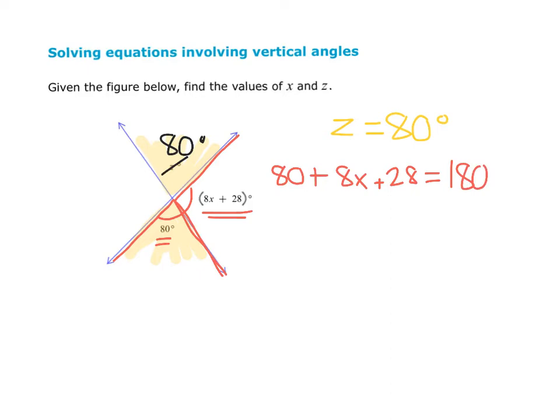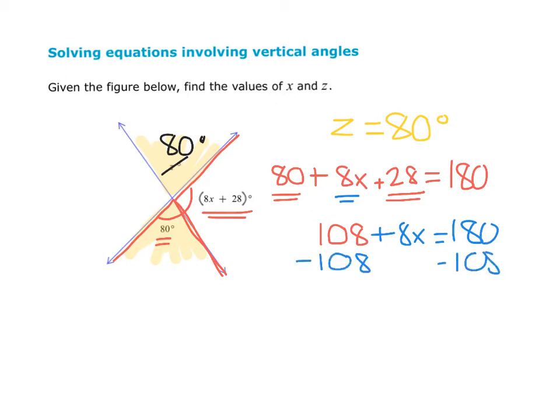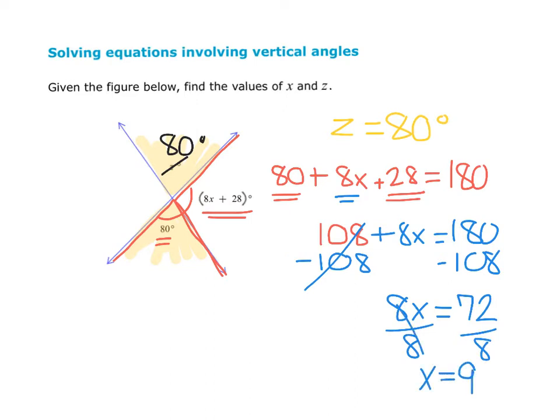Now I'm going to use what I know about solving equations to figure out what x is. So we'll start by combining like terms. We have 80 plus 28, that's 108. And then we bring down our plus 8x, and that's all equal to 180. Then I'm going to take 108 off of both sides, and I'm left with 8x equals 72. So to figure out what x is, I need to divide both sides by 8 in order to isolate that variable. And this tells me that x equals 9.